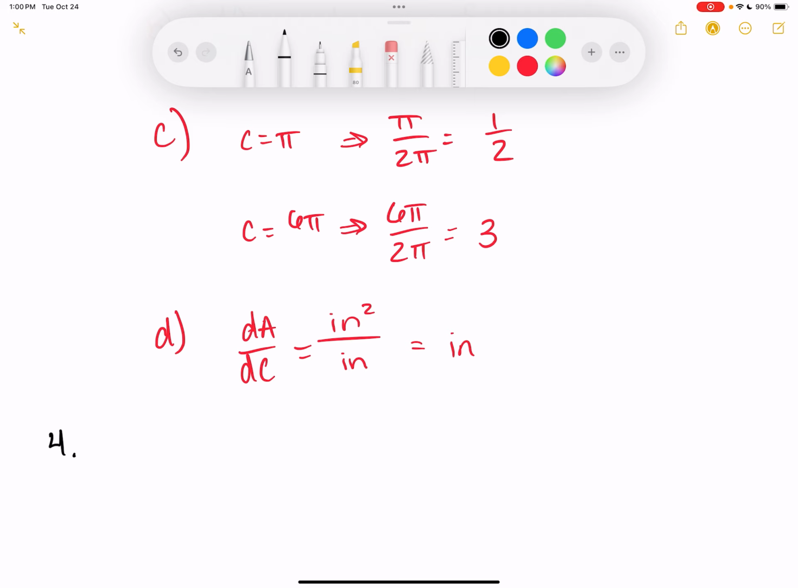Alright, 4 is the same type of problem. A square of side length S is inscribed in a circle of radius R.